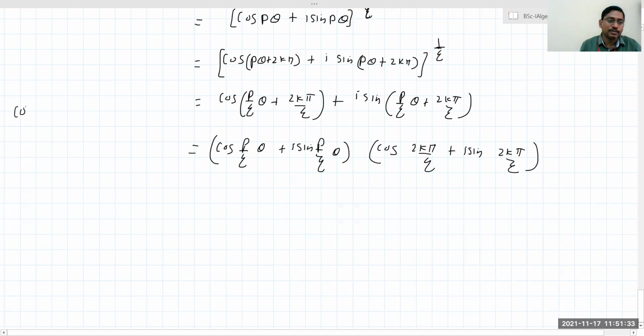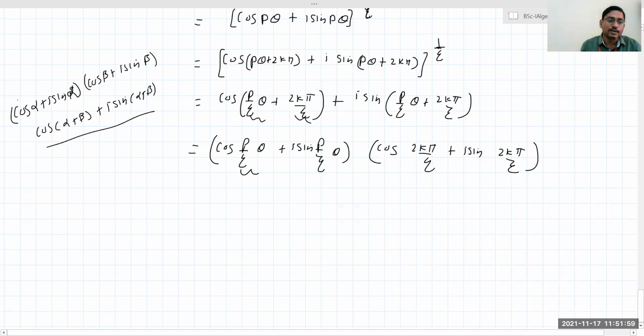Because I am applying this: cos alpha plus i sin alpha multiplied to cos beta plus i sin beta. What is the product of this? This product is cos of alpha plus beta plus i sin of alpha plus beta. So this is your alpha, this is your beta. This statement is given, and from this I am writing this. You can just verify this: cis alpha into cis beta is cis of alpha plus beta. C for cos, s for sin, i for iota.